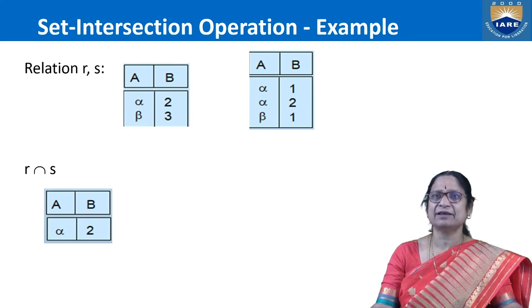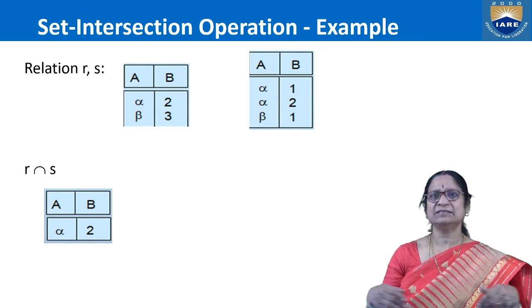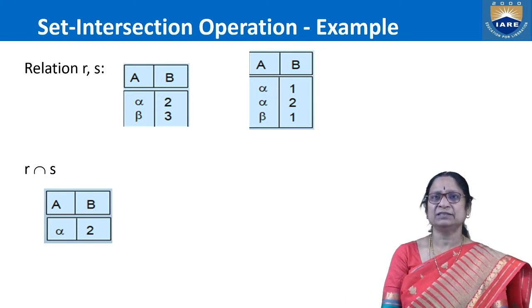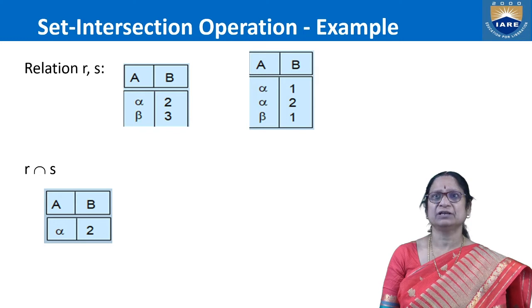Beta 3 is there in R, but beta 3 is not there in S. So that's why it won't be listed. In both relations, only this single tuple, alpha 2, exists. Therefore, R intersection S is alpha 2.